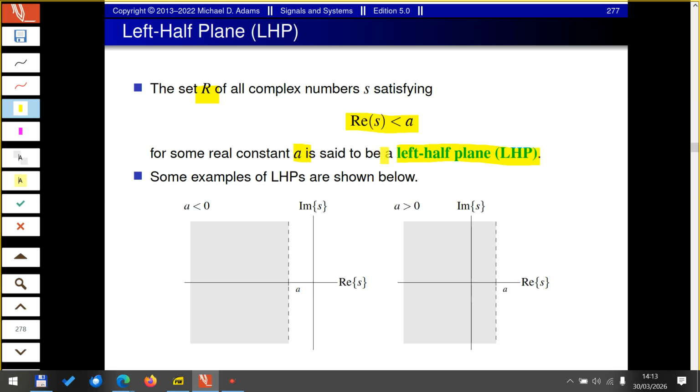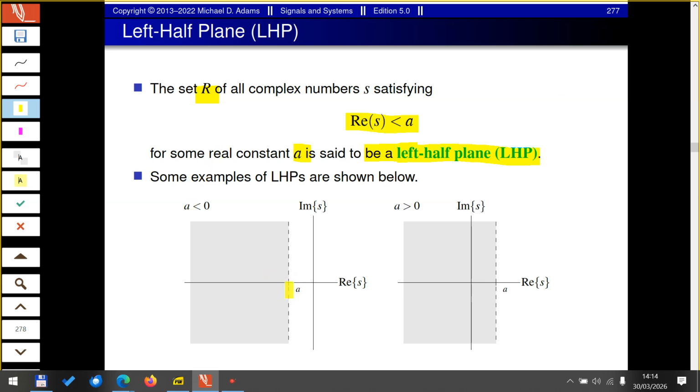Can you guess why he's saying a left half plane and not the left half plane? Why can't we say the left half plane? Because this one depends on the value of a, and a can be anything, right? So if we set a to 0, that is typically what is meant, and then you say, okay, it's the left half plane.